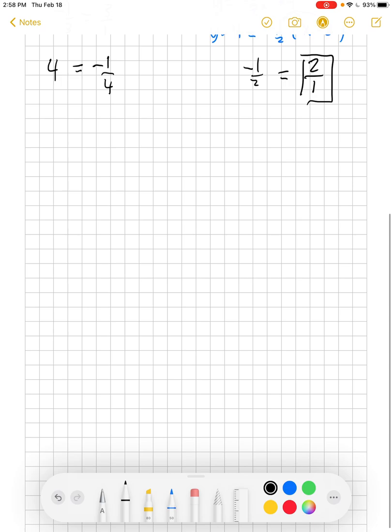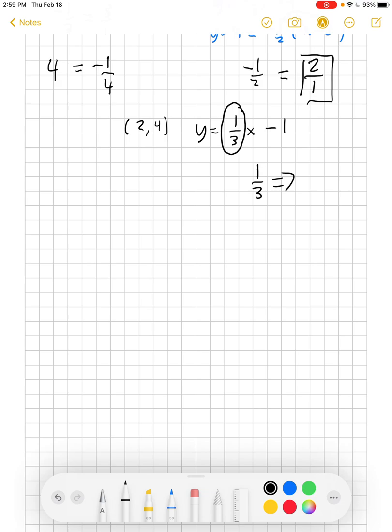Now, if we were tasked to find a perpendicular line that goes through a certain point, say, for example, the point (2, 4), through the line y equals 1/3 x minus 1, we have all the information we need. First things first, we would have to take the opposite reciprocal of our slope. So in this case, 1/3 would become -3/1. Simply change the sign and flip the fraction.